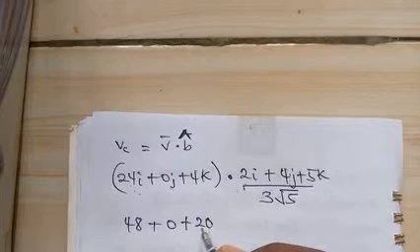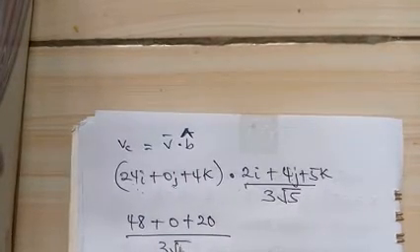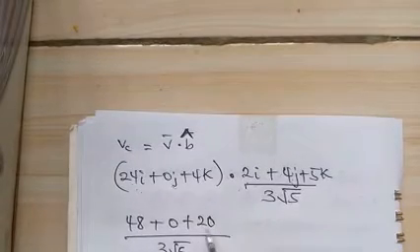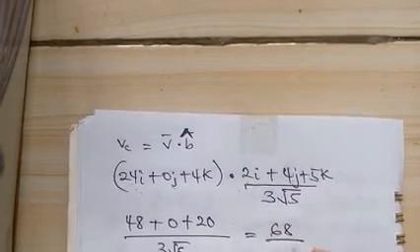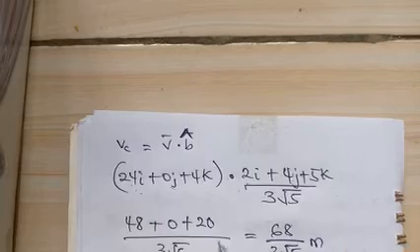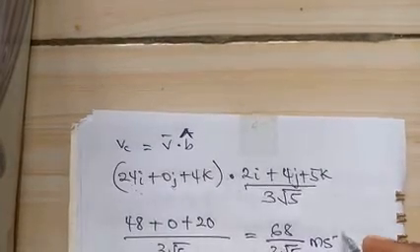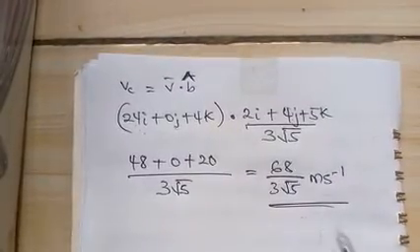So 1 times 20 gives 20 over 3 root 5. If we add this, it will give us 68 over 3 root 5. And since it is velocity, that's our answer in meters per second.